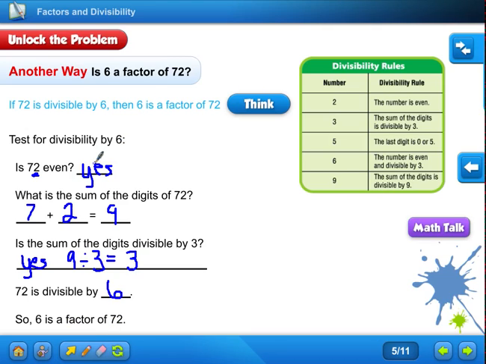You just go down your checklist right here. Is it even? What is the sum of the digits? Is the sum of the digits divisible by 3? So yes, it has to be divisible.